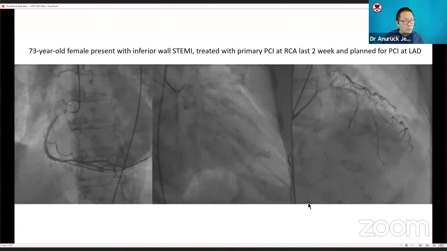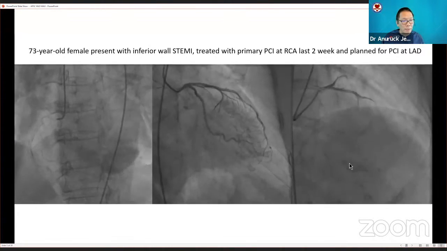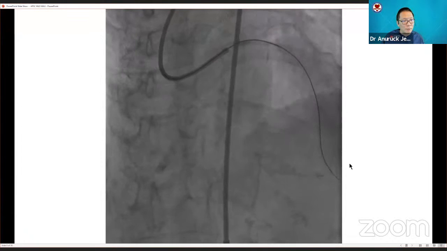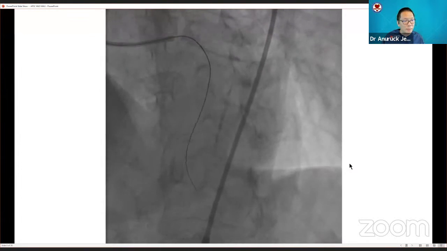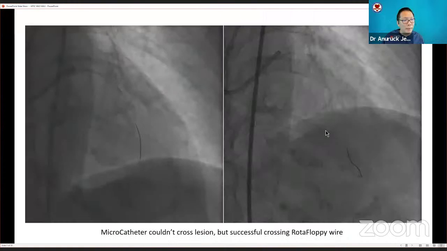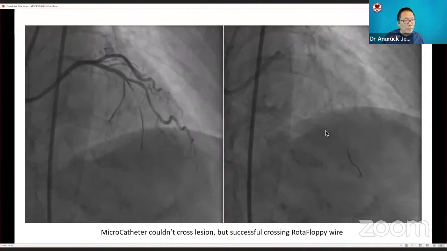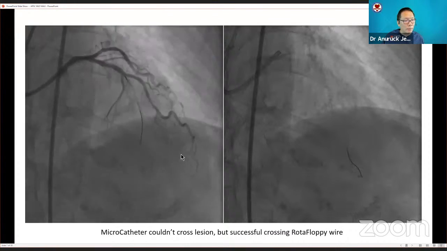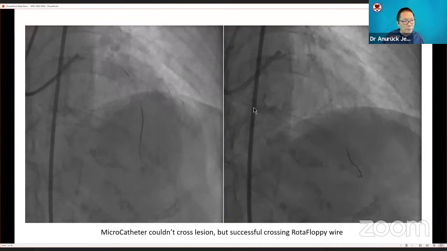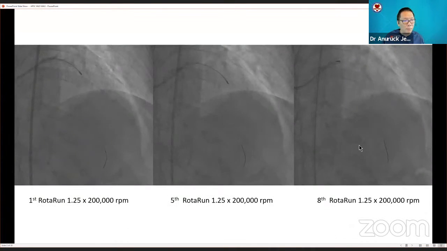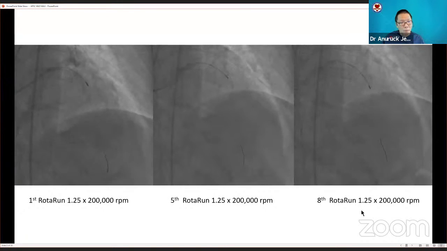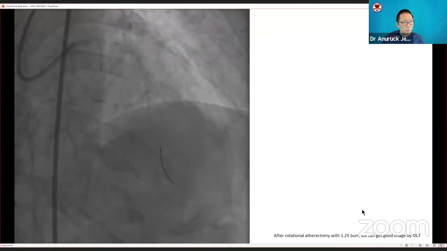This case is a 22-year-old female with a residual LAD lesion. It's not easy to cross that lesion, even though I told our team it is a very easy lesion, but it takes time to cross the wire. Even the microcatheter could not pass the lesion, and we had to pass the bare rota wire down there, and it's stuck here. It was very difficult to pass the rota wire downward, and we did the rota first, 1.25, because the distal part is very small. We did the first burr of the rota to successfully cross the lesion.